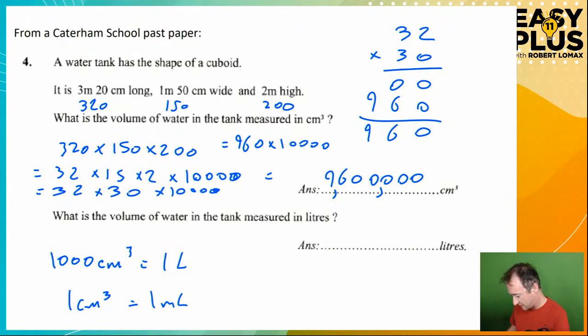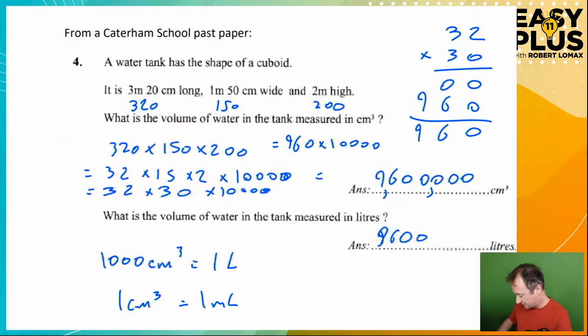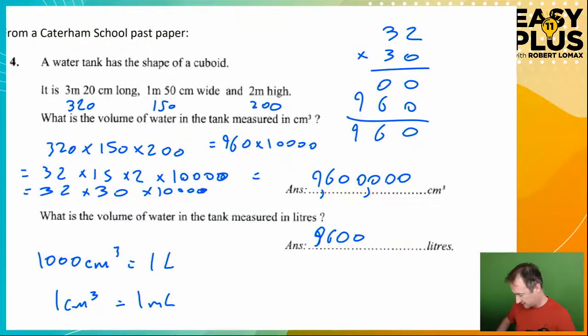Okay, anyway, so 9,600,000 centimeters cubed. So we got 9,600, I don't know why I've left so much space, and that is a 9, not a 4, liters. Simple as that. Just divide by 1,000. How do you divide by 1,000? You take off 3 zeros, which is what I've done here. Dead simple. Right, let's power on.